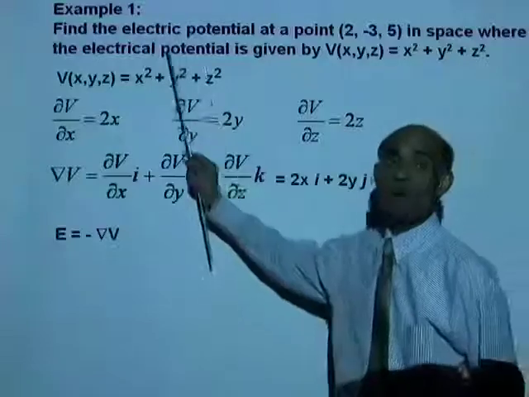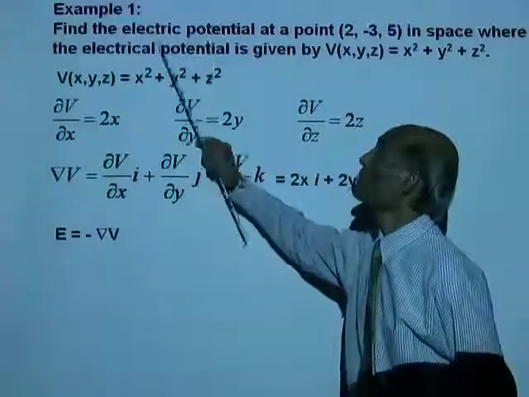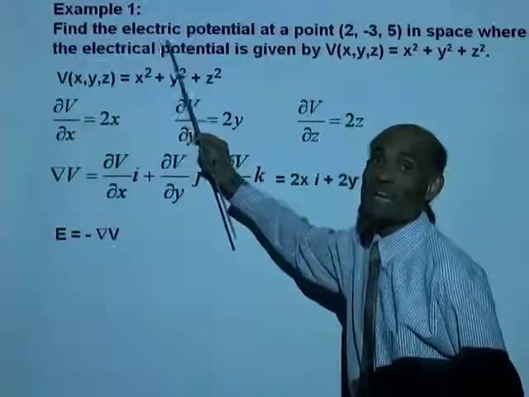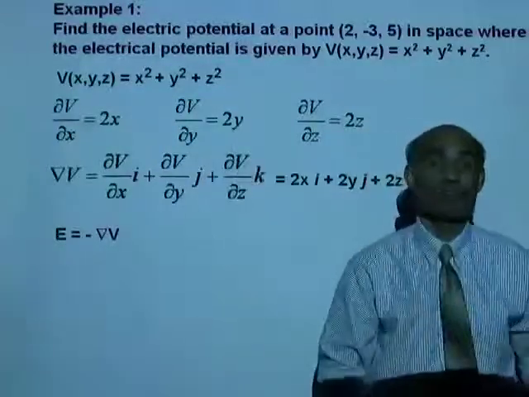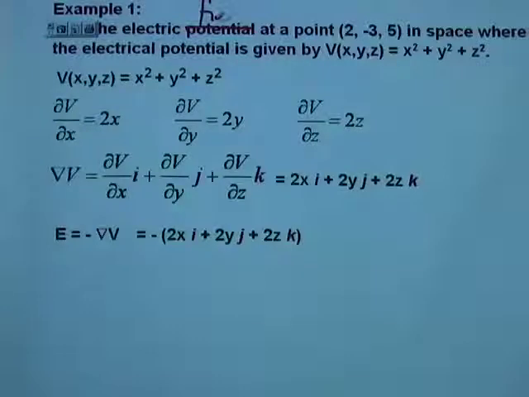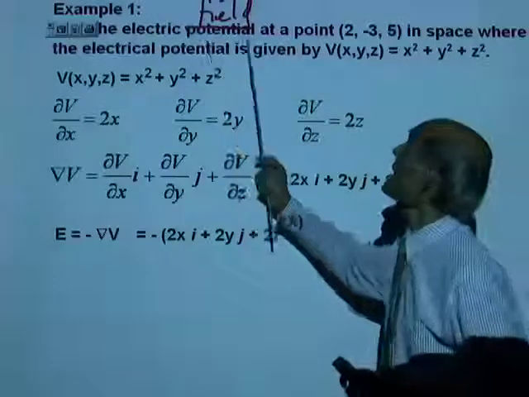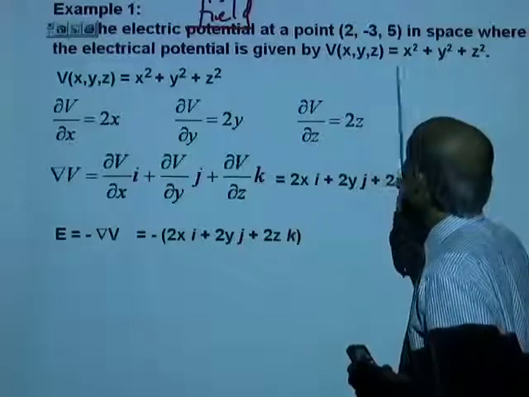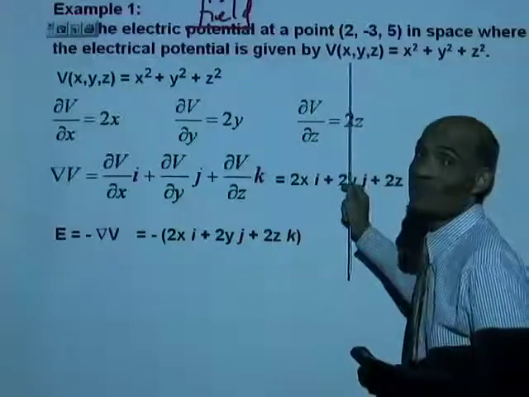I want to make a small correction in the problem. The problem must read like this: find the electric field at a point, not the electric potential. I gave you the potential function. I want you to find the electric field. So make that correction. Find the electric field at a point 2, negative 3, 5 where the potential function is given.